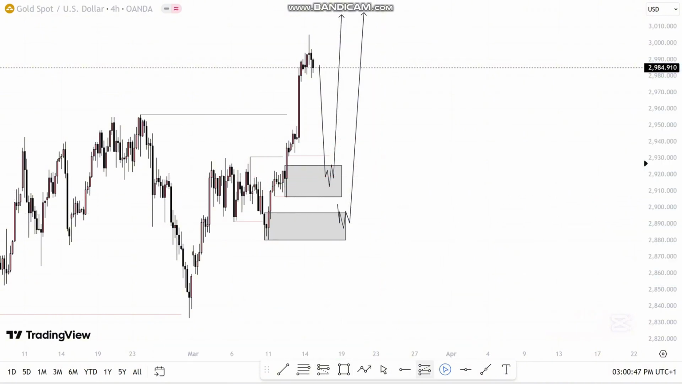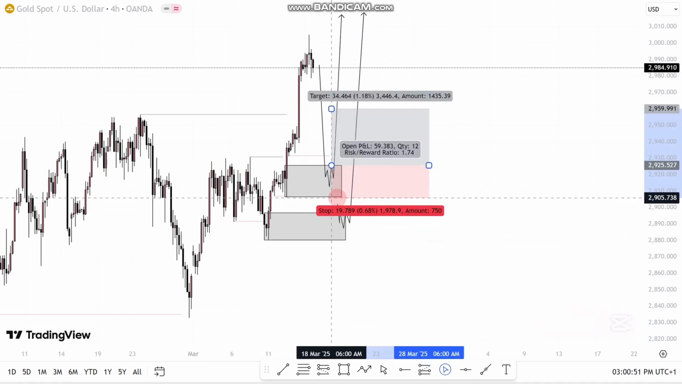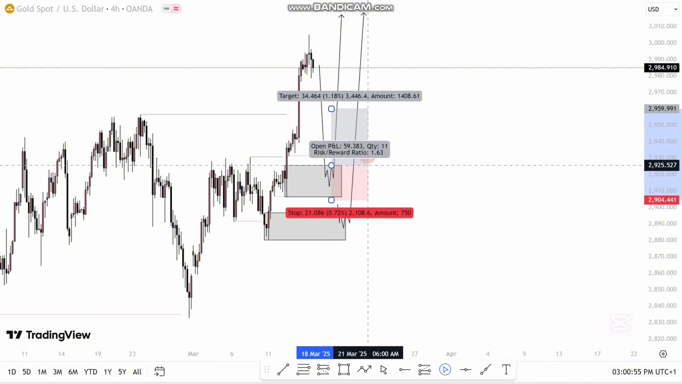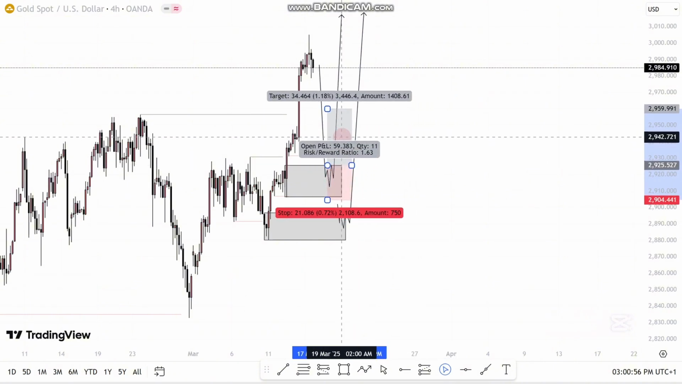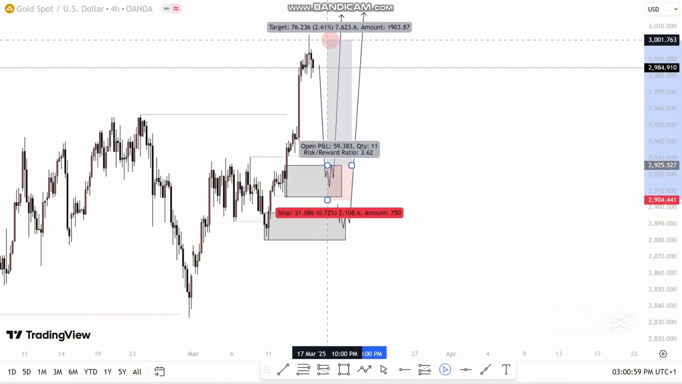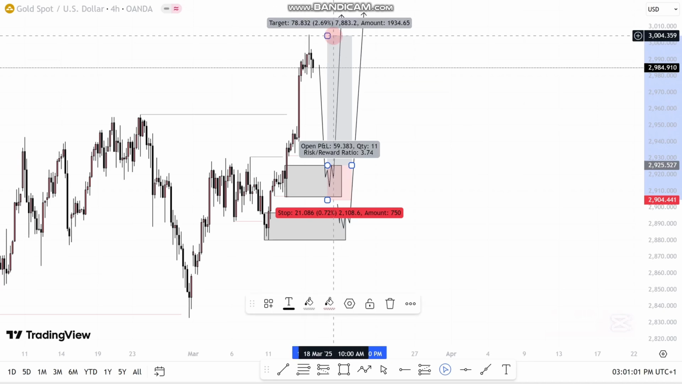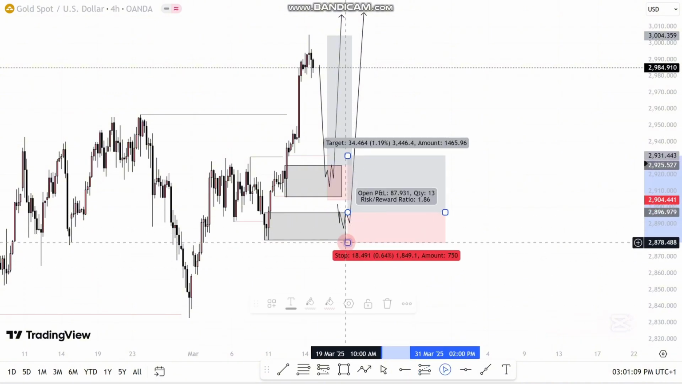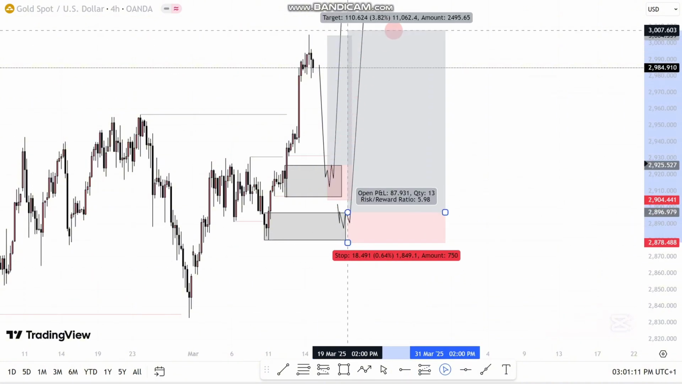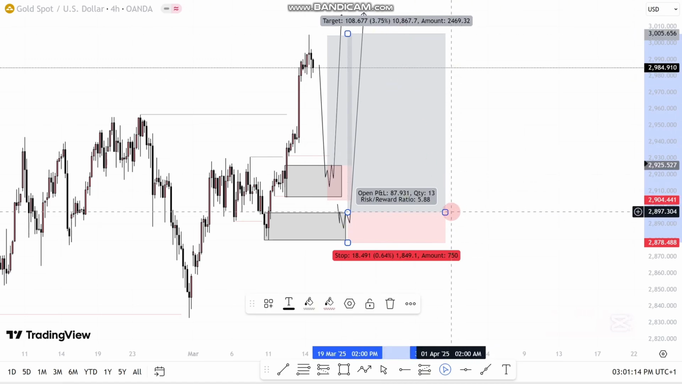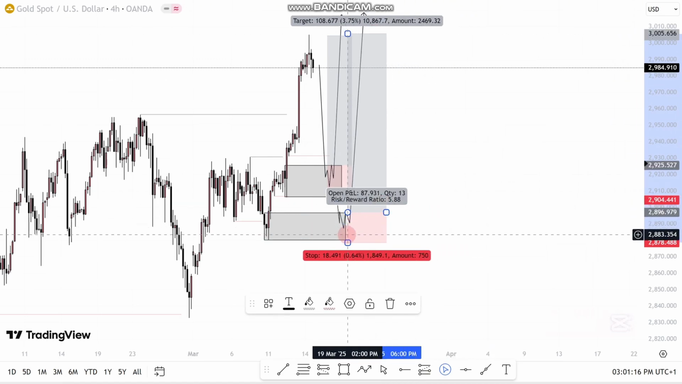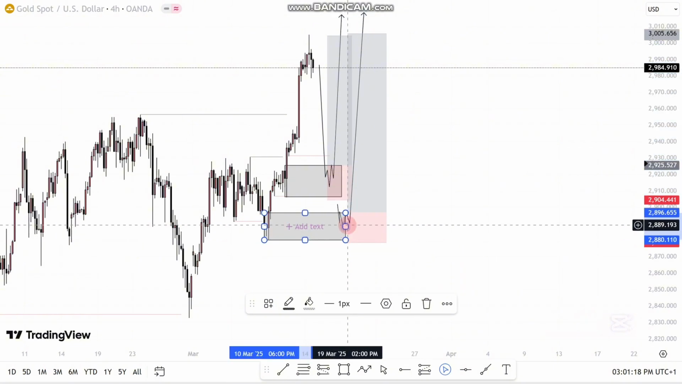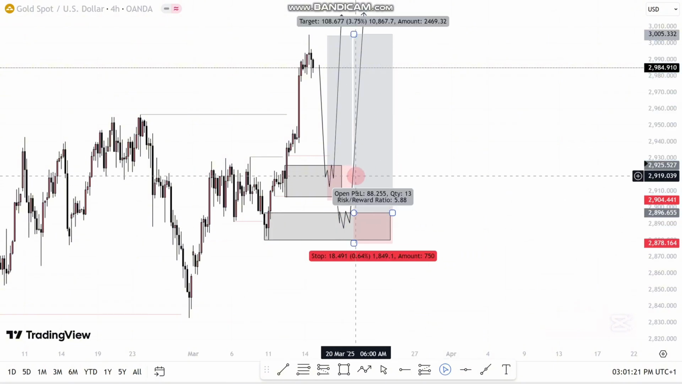So this is what a high probability setup can actually look like. This is just how it's being built up. This is how you get to build up a high probability setup. There's nothing extra. I don't need to apply any fancy stuff to get this done. It's just simple analysis, understanding structures, and trading along with it. That's just how gold is looking.